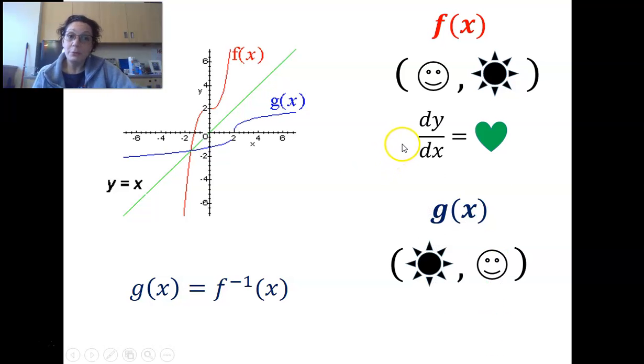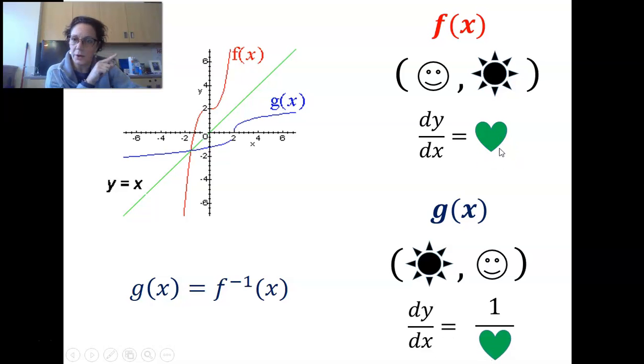If I tell you that f of x at that point has a slope of heart, you immediately know that the inverse has a slope of 1 over heart. Again, at that corresponding point. So if you find yourself in an inverse situation, I want you to try to remember this. This is the big connection, and again, it's not a calculus connection. It's Algebra 2. The only thing calculus here is the notation.